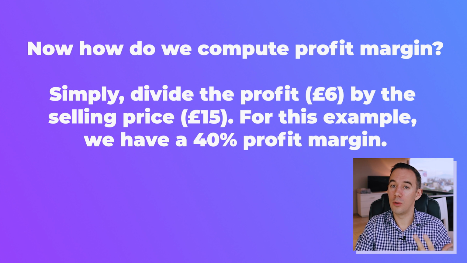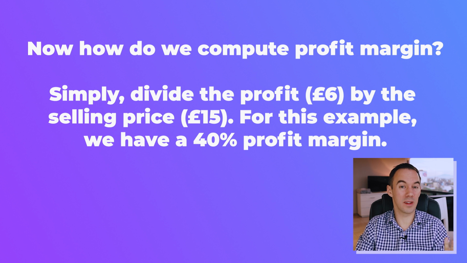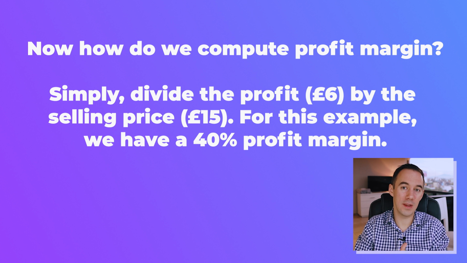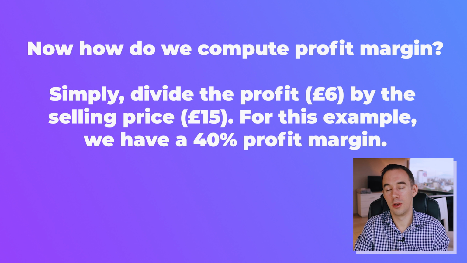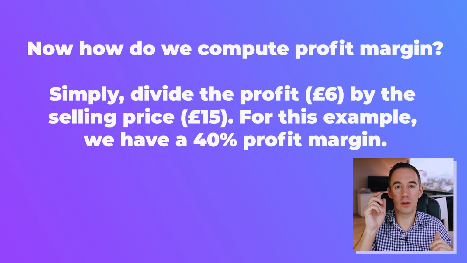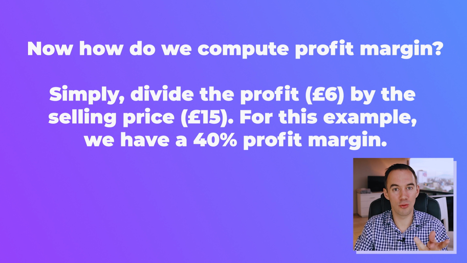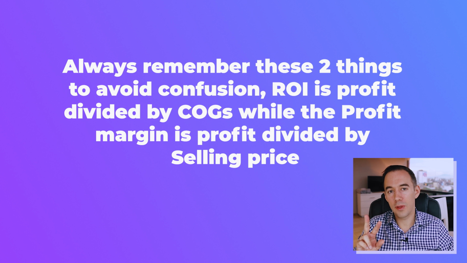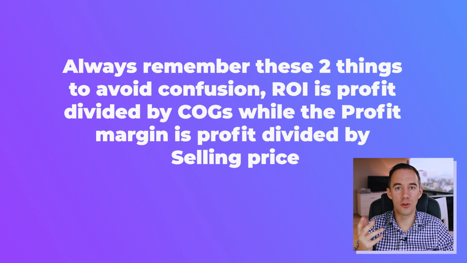Now, how do we compute the margin? Well, simply put, we divide the profit, the £6, by the selling price, £15. For this example, we divide the 6 by the 15, which generates a 40% profit margin. So you can see both of them use the profit, but one uses the revenue and the other uses the initial cost of goods, i.e. the investment.